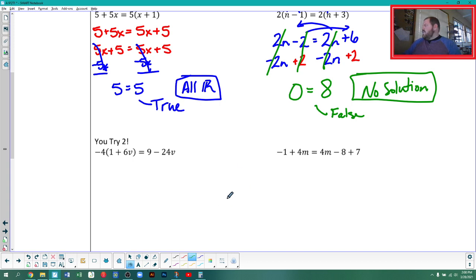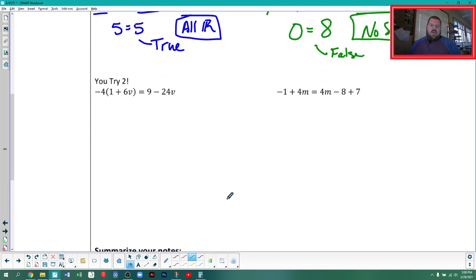Okay, hopefully you had a chance to do that. Let's go ahead and take a look at what happens on these. On this first one, I'm going to distribute first. Negative 4 times 1 is negative 4. Negative 4 times 6 is negative 24. Whoa. Let's just try that again, negative 24v. On the other side, I have 9 minus 24v.